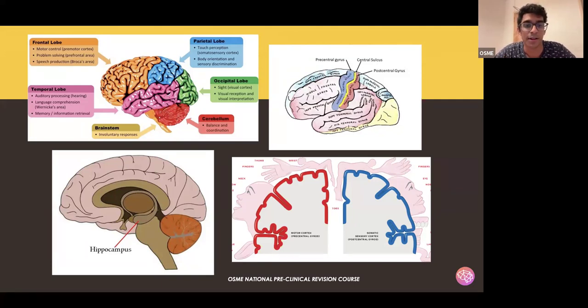A lot of the rest is more for interest, I think, in terms of what exact gyri is called what. But I think those two are important things that come up all the time. They're also highlighted on the image to the right, if you look at it.